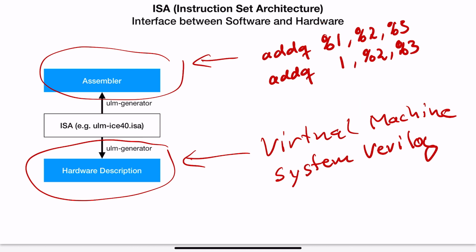Actually, let me draw this into this picture like that. From this hardware description, you can generate a virtual machine, or you can generate actual hardware, or you can generate some super hardware, some advanced hardware. For example, hardware which is able to do instructions in parallel.